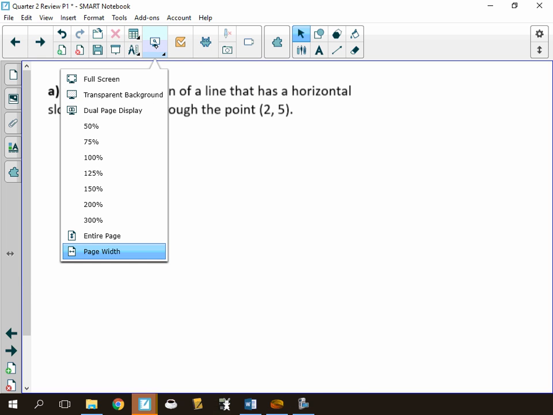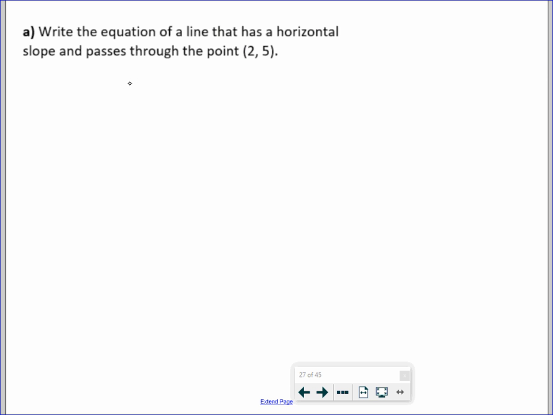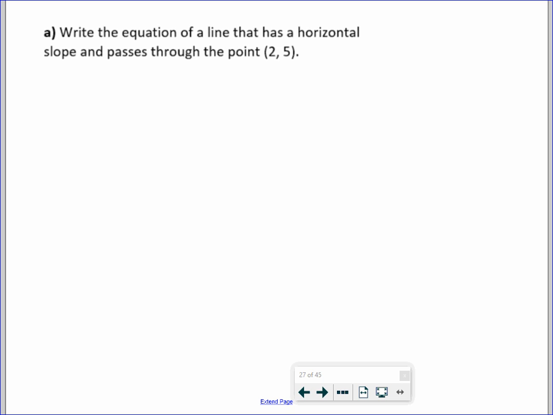Write the equation of a line that has a horizontal slope and passes through (2, 5). So what we need to know is, what does horizontal mean? Well, horizontal means a line like this. And so if it goes through the point with y equal to 5, then the easy way to remember this is that the equation is y equals 5.